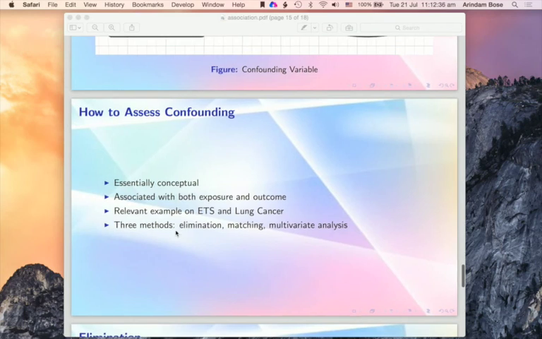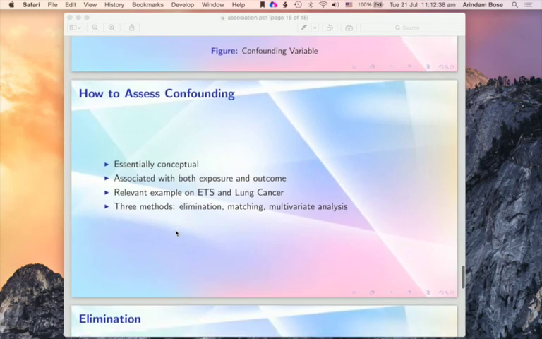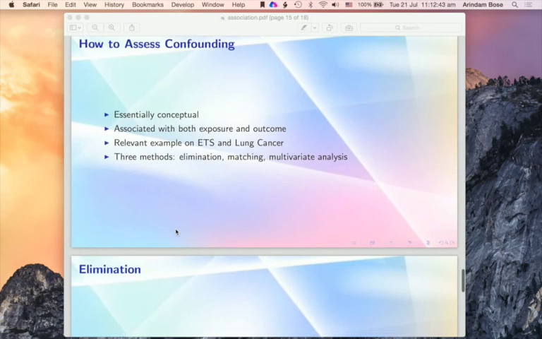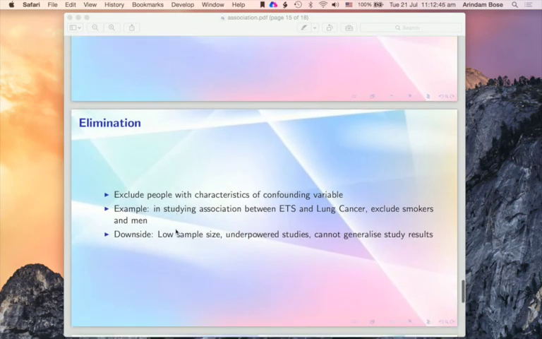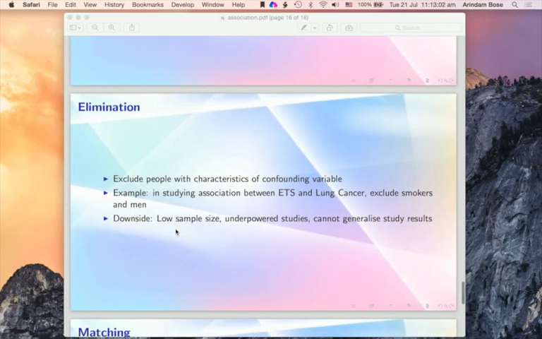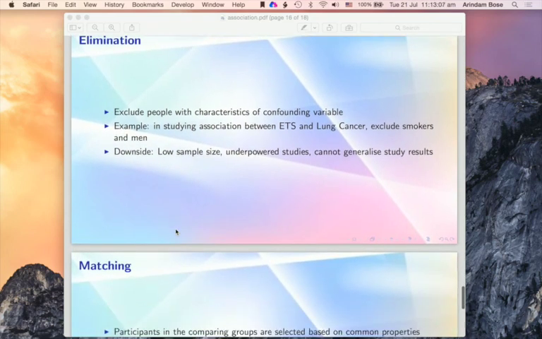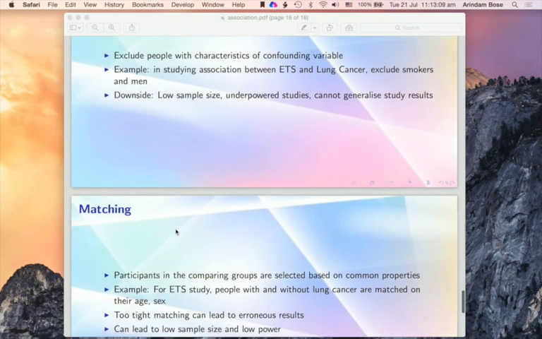One is an elimination of the confounding variable. So we should eliminate participants who may have got one or other kind of confounder. For example, in an environmental tobacco smoke and lung cancer study, we would confine the study only to, say, women who are non-smokers. So that's an example of this. And the problem, of course, with elimination is that we end up with very low sample size, and therefore the studies are underpowered. Matching is one where we match participants.